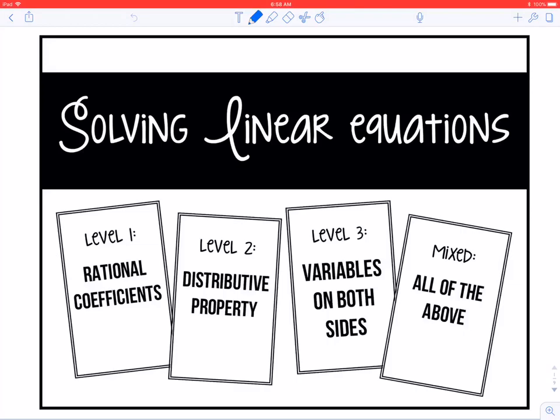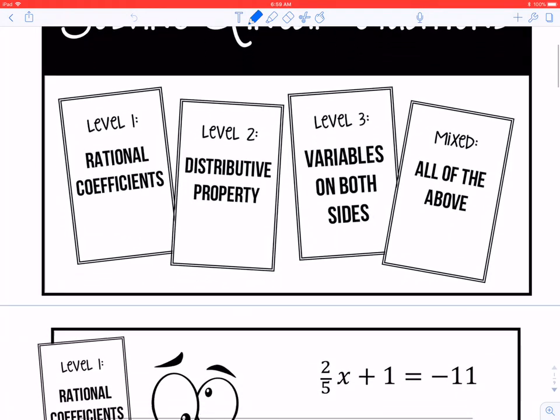So level 1 will have rational coefficients, level 2 uses the distributive property, level 3 has variables on both sides of the equal sign, and then level 4 is a mixed level, so all 3 of those are at play. Okay, let's get started with level 1.